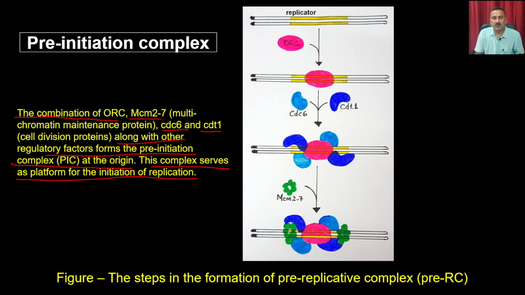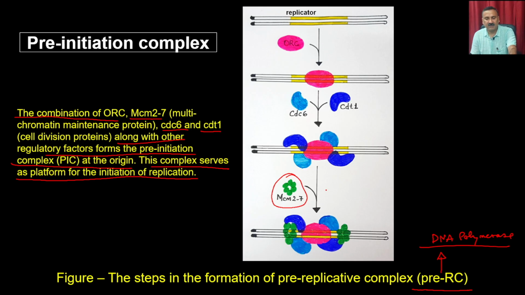So, imagine that this is the origin of replication. The ORC will go and bind, and then CDC6 and CDT1 are going to bind to this ORC. Once these bind, you will have the binding of MCM2 to 7, and that makes the pre-initiation complex. The job of the pre-initiation complex is to allow the recruitment of the DNA polymerase so that it can start DNA synthesis. So, these are some of the crucial steps in pre-initiation complex formation.